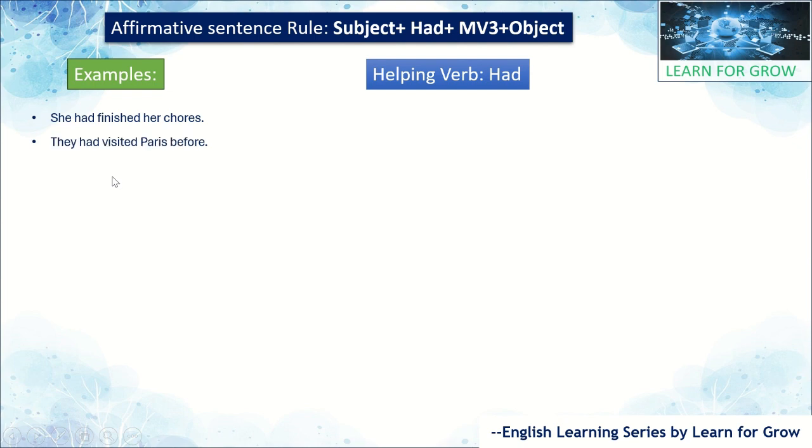Let's have a second example. They is the subject, had is the helping verb, visited is the third form of the verb visit, and Paris before is the object, right? Like that only, he had already eaten breakfast. See here, what we noticed? Subject is he, had is the helping verb, already eaten, the third form of eat is eaten, and breakfast is the object.